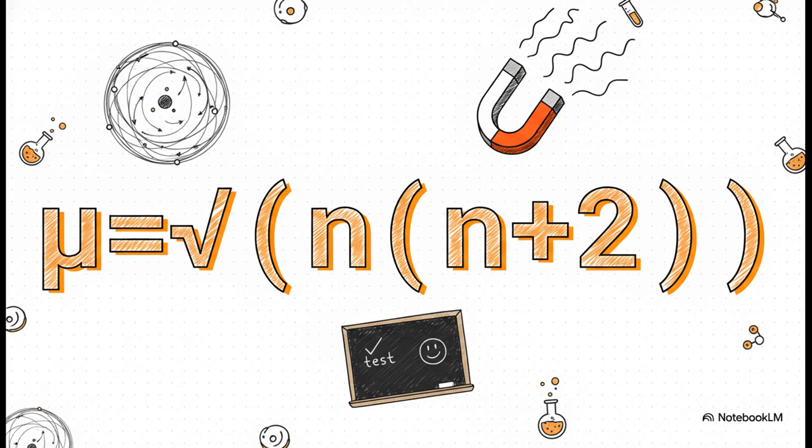This is measured in Bohr magnetons, which is simply the standard unit used to express the magnetic moment of an electron. In this equation, n stands for the number of unpaired electrons. It's really that simple. Count the unpaired electrons, plug that number in for n, do the math, and grab those easy numerical marks on your test.